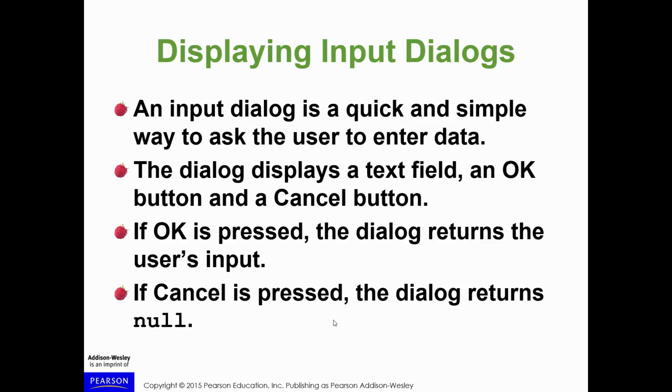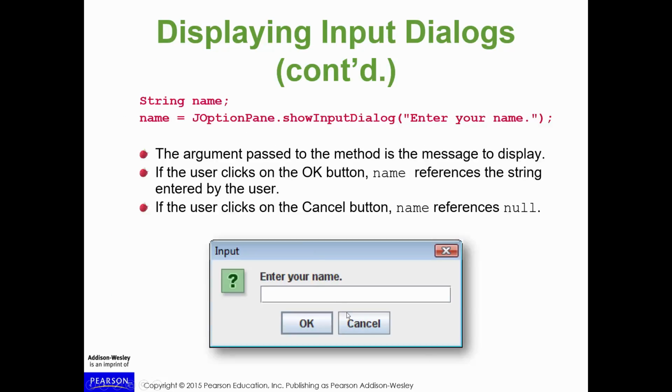So an input dialog is a quick and easy way to ask someone their age or their height or their weight, etc. If you put a value in there that's okay and you press it, then it's going to be accepted. If you just press cancel, you'll get null. That's what will be in there for the name. So there's how you build it, and that's what'll happen.